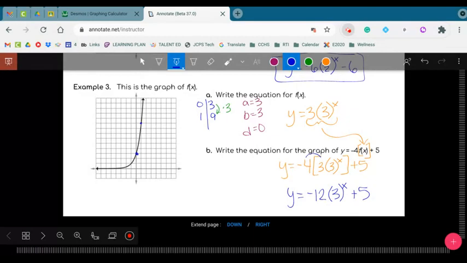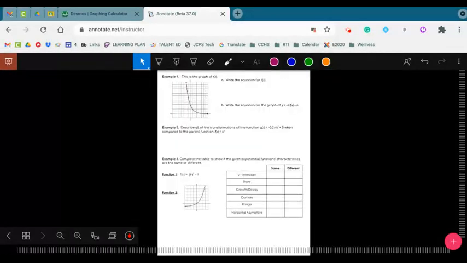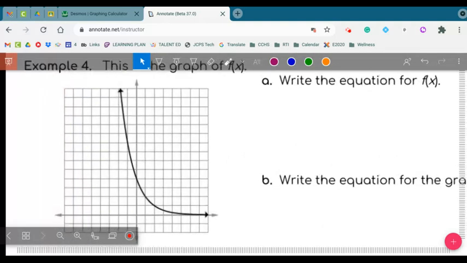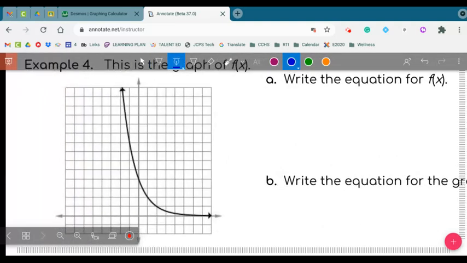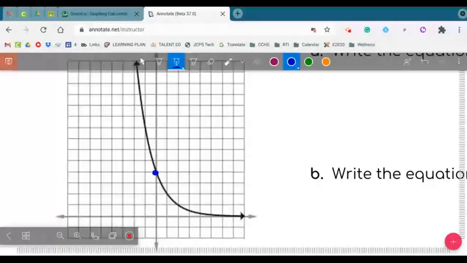Okay, let me know if you guys have any questions on any of that. We're going to continue on to the back page. And I believe we have one more example. Okay, so this one, since it's going down, it's going to be decay. So remember, your b value will be a fraction. So this would be a 0.04.